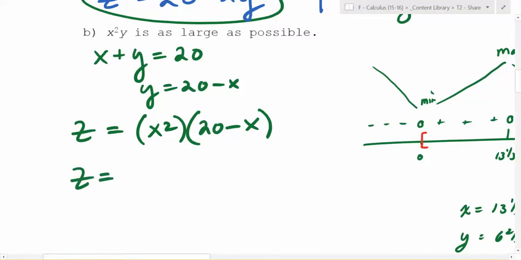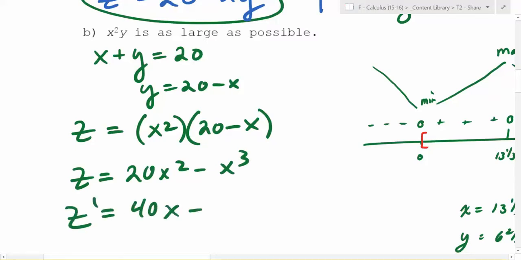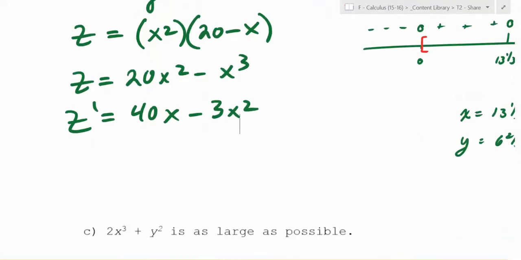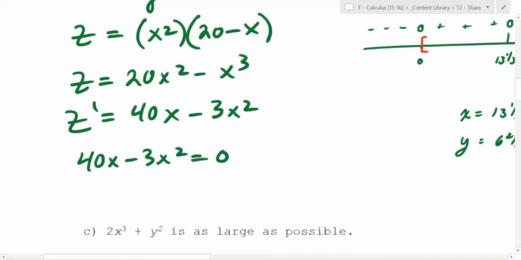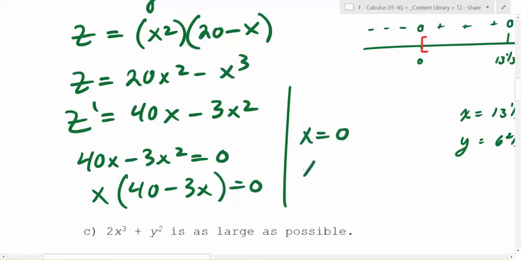What do we do now before we take the derivative? 20x squared minus x cubed. Yep, and then what's the derivative, Lizzie? 40x minus 3x squared. And what do we set that equal to, Lizzie? 0. So 40x minus 3x squared is equal to 0. What should I factor out there, Lizzie? An x. So we have x times 40 minus 3x equals 0. So x is equal to 0, or x is equal to, what's x going to be for this one?